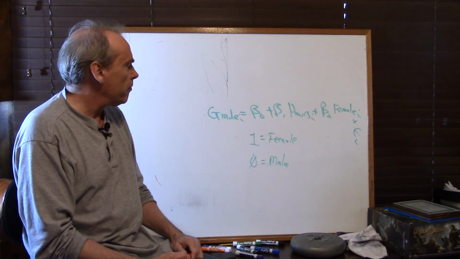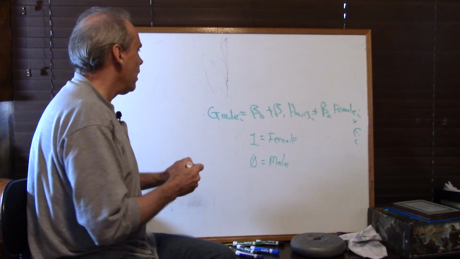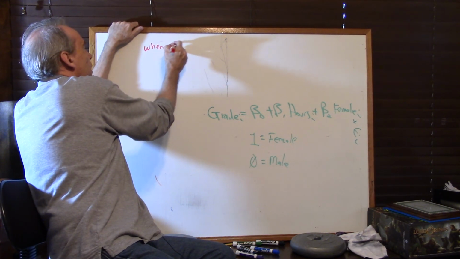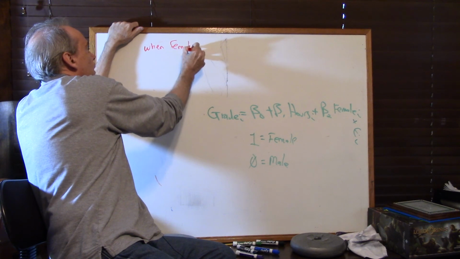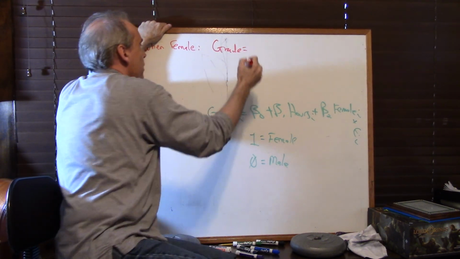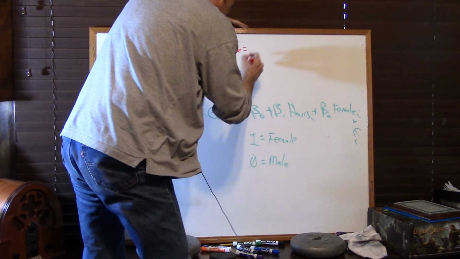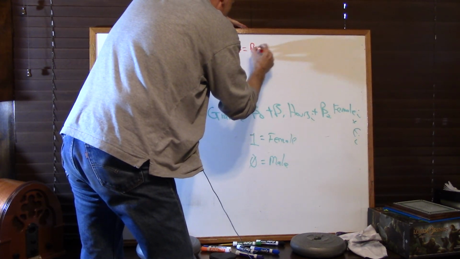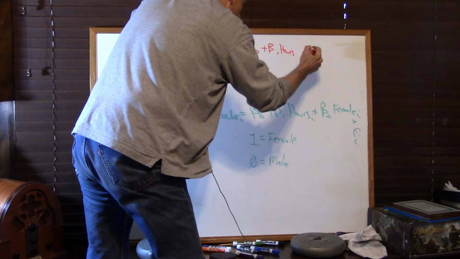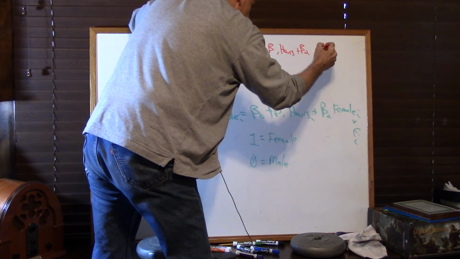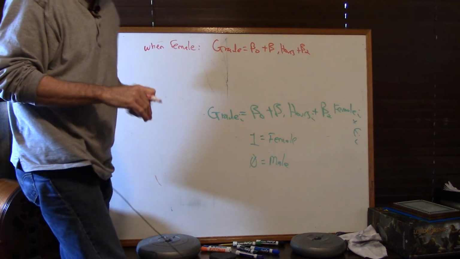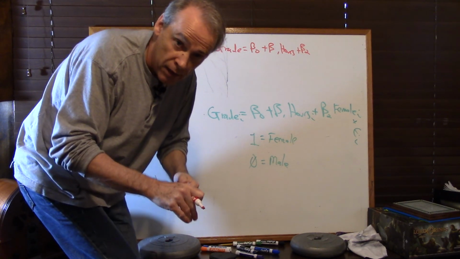Let me write it above there. When female, grade is equal to beta sub 0 plus beta sub 1 hours plus beta sub 2. And I'm going to leave off the stochastic error term right here, if that's okay. Apologies to those who are big fans of the stochastic error term.